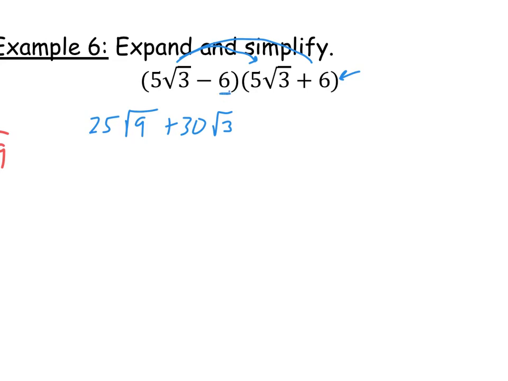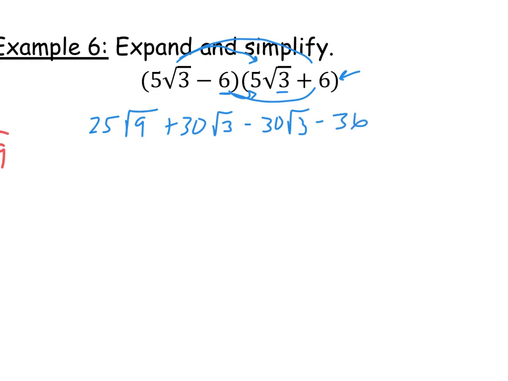Now I go to the negative 6, and I do the same thing, distribute it. Negative 6 times 5 is negative 30. And don't forget that square root of 3. And then negative 6 times negative 6. So I multiply 5 square roots of 3 by both those second two terms, and negative 6 by both those two terms. Negative 6 times 6 is negative 36.